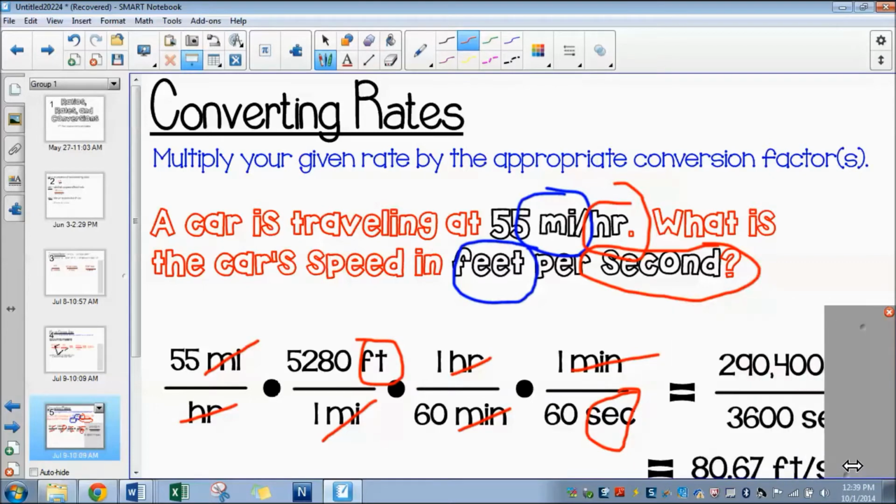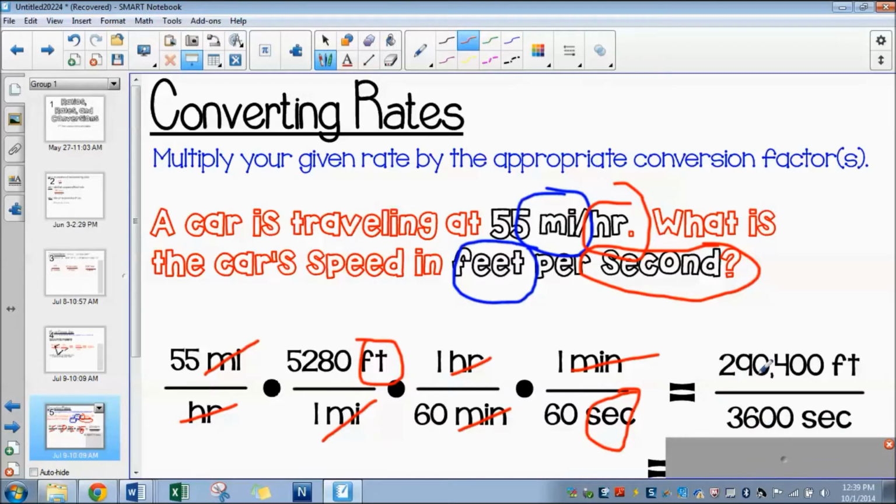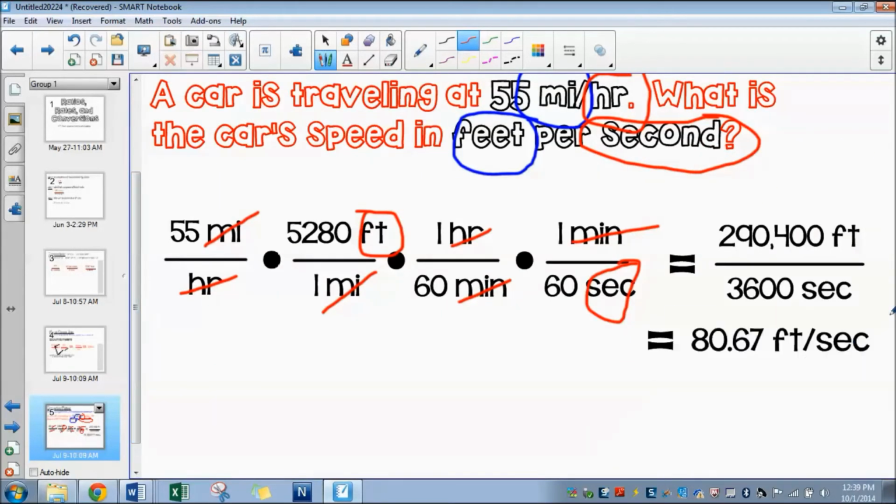You multiply that across, you're going to get 290,400 feet over 3,600 seconds. So 3,600 is the conversion to go directly from hours to seconds. Then you divide that out, and what you end up with is 80.66666, which would round to 80.67 feet per second.